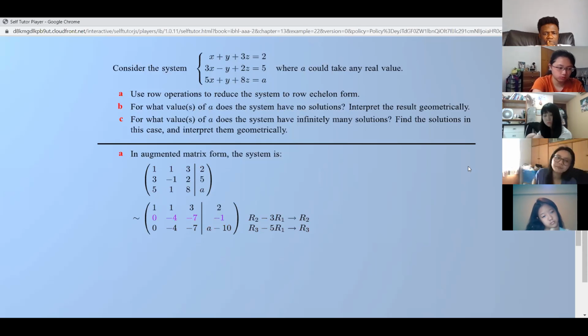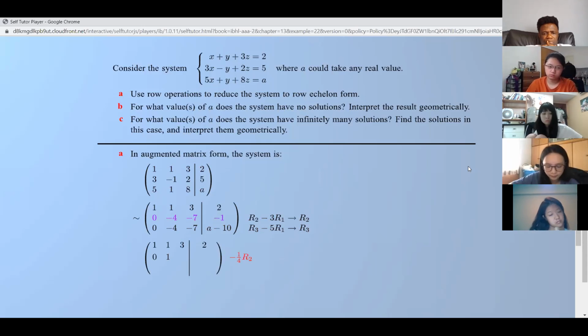Row 2 now starts with a 0. We look to make the second element 1. We multiply row 2 by -1 over 4 to give us the new row 2. We need a complete triangle of zeros in the bottom left-hand corner. So, we need to perform another row operation on row 3.